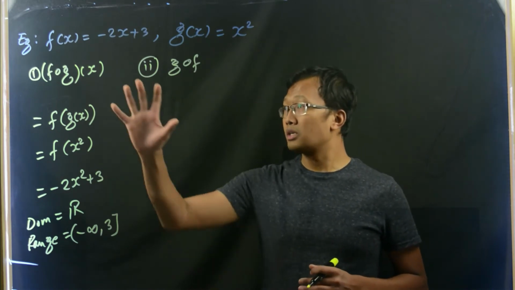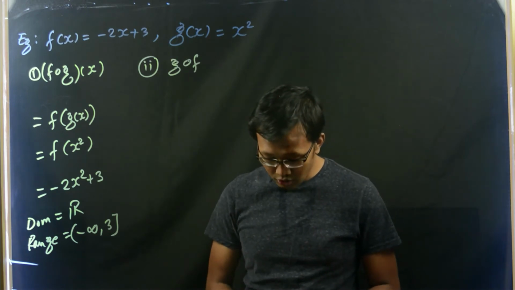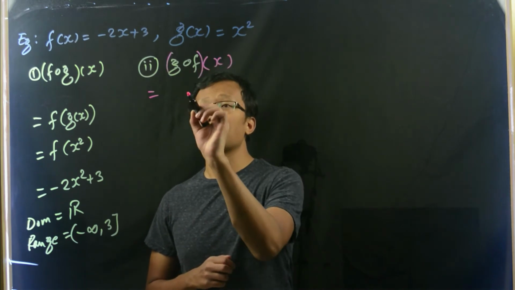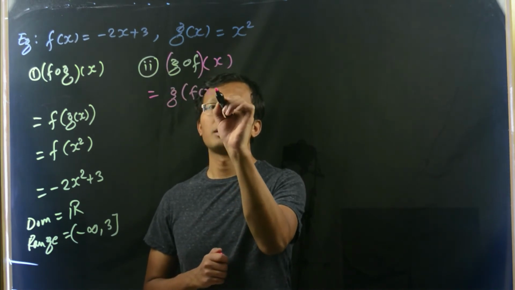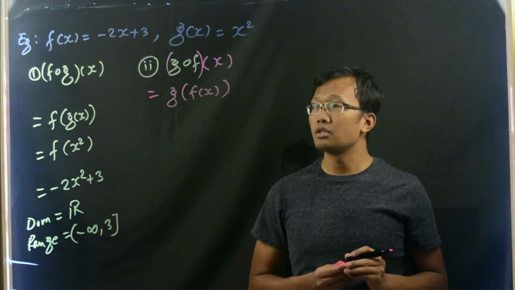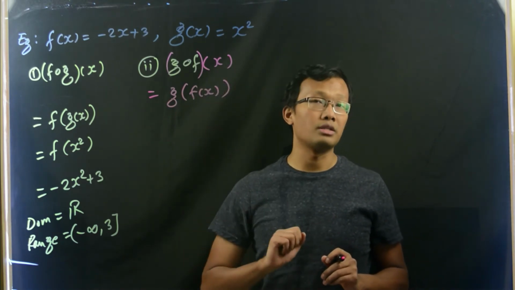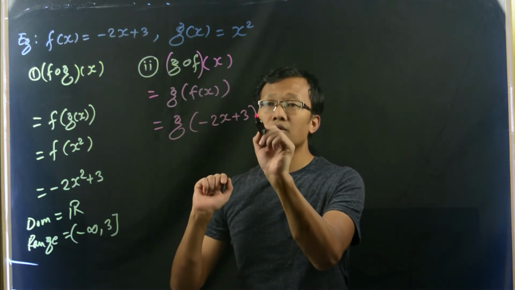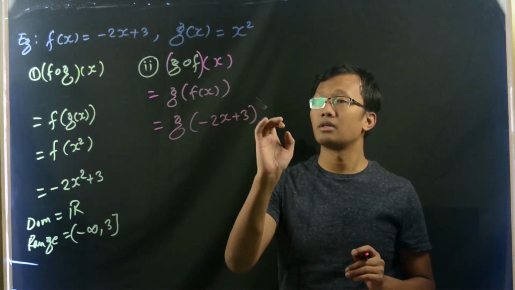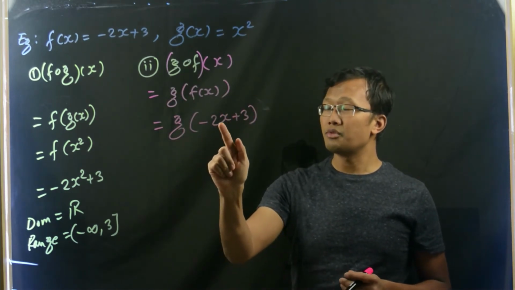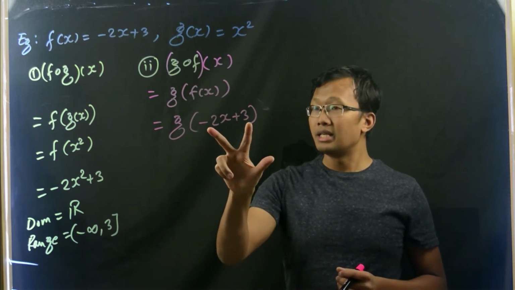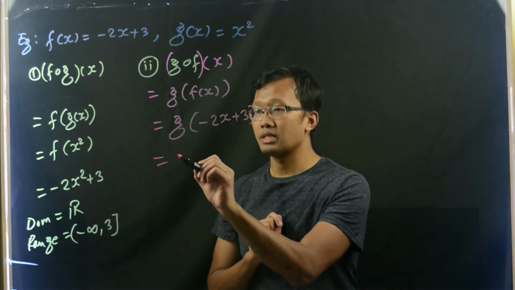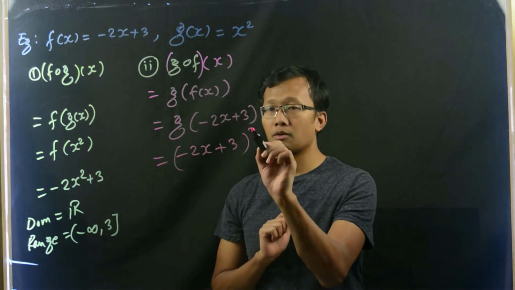Okay. Now we are done with f of g. Let's go for g of f. g of f of x, this function f(x) will be considered as the value for g. So g of f of x is negative 2x plus 3 whole square. So this would be g of negative 2x plus 3, and let me plug in this value here. So that becomes negative 2x plus 3 whole square.